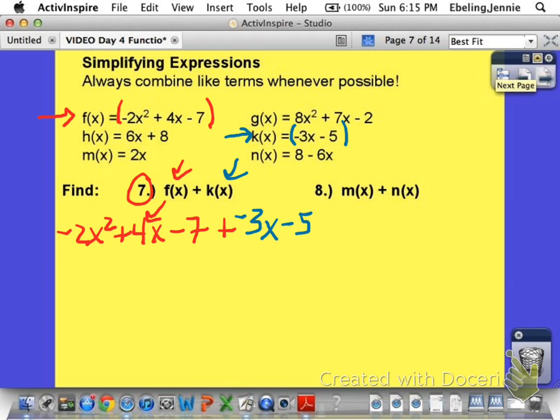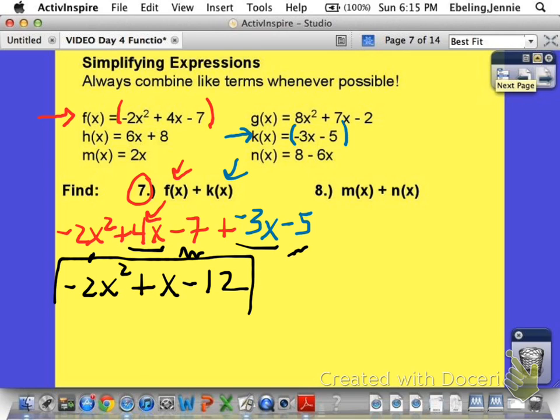Once I do that, all I have to do is combine like terms. So my like terms, I have a 2x squared here, but I don't have another x squared, so that's going to go first. I always put the term with the highest exponent first. Then I have this 4x and a negative 3x, so that's going to give me a plus x here. Then I have this minus 7 and a minus 5, which is a minus 12. So this is what I get when I add those two functions together.